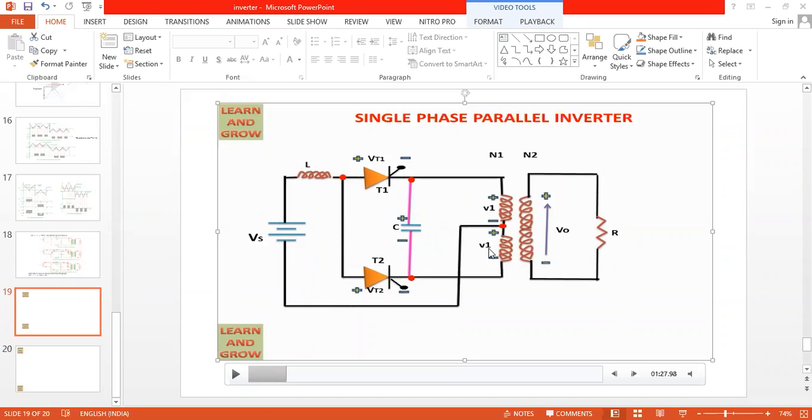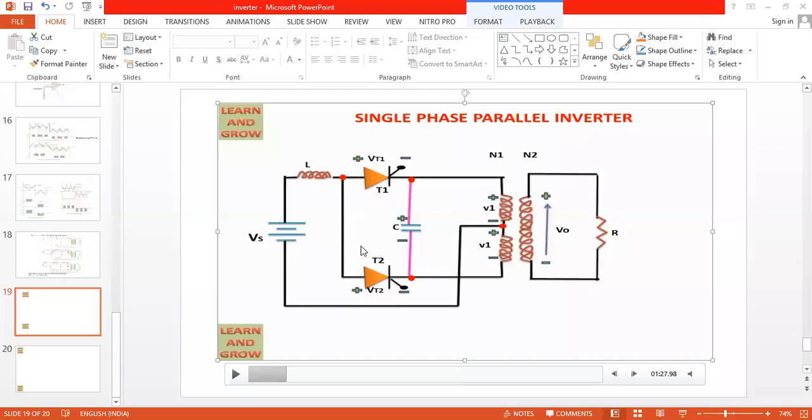Any one student? My simple question, this is the inverter. We are using the center tapped transformer, whether it is center tapped or an ordinary power transformer. Can we apply the DC supply to the transformer? Anyone, any student? The answer: we cannot apply DC supply directly to the transformer.